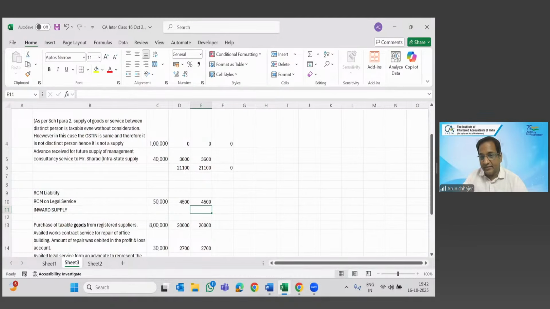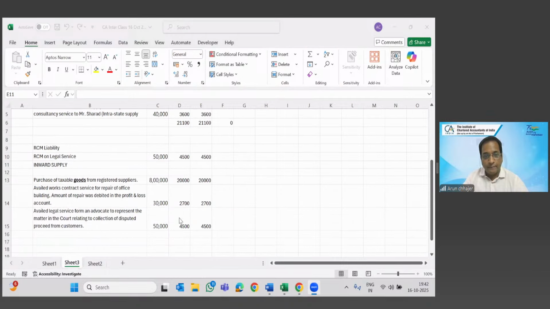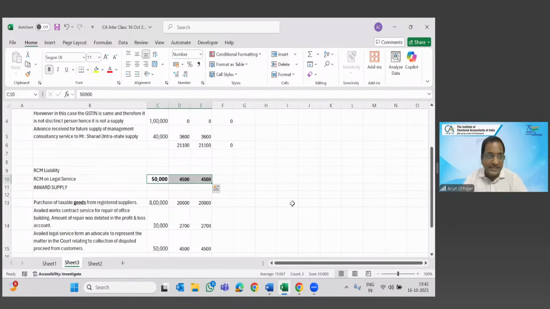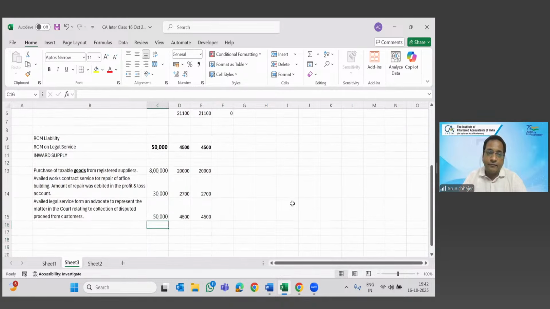ये मिस्टेक मत कीजिएगा, प्रॉब्लम हो जाएगा, ठीक है? So now we can say that the amount is 50,000. So he will pay the liability first.